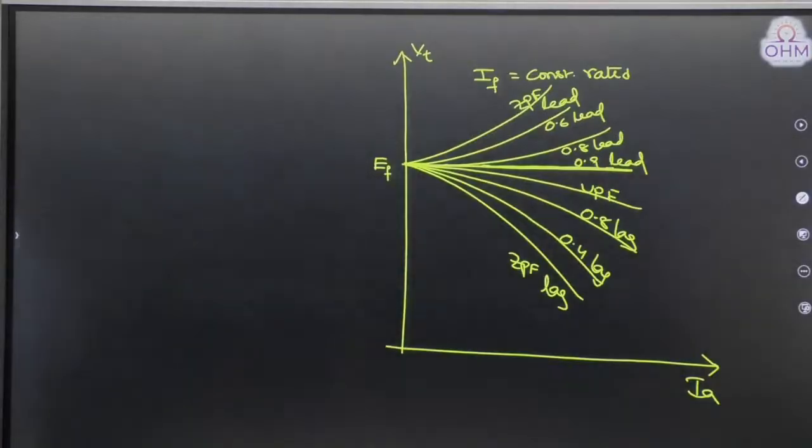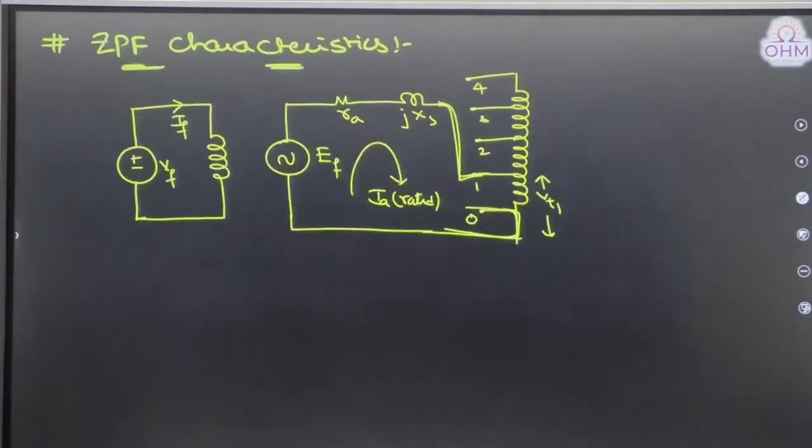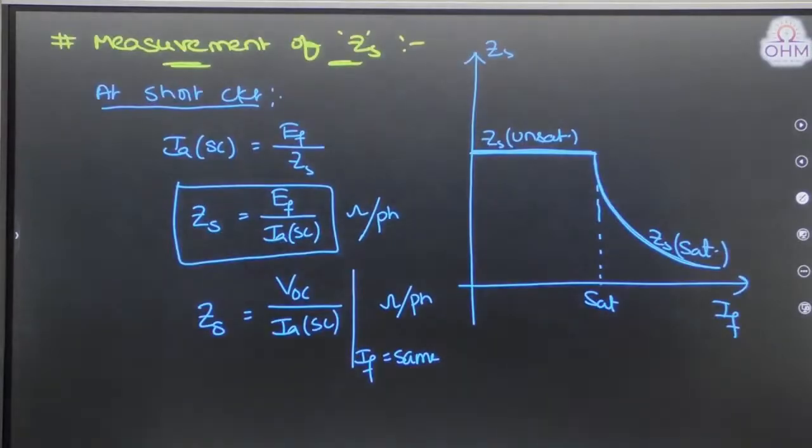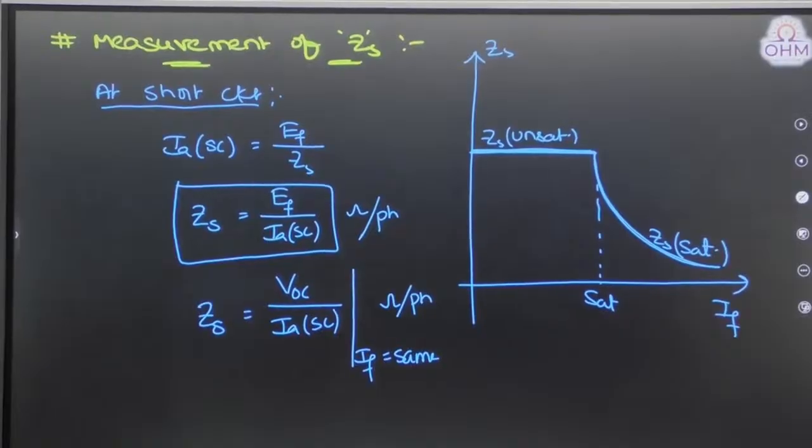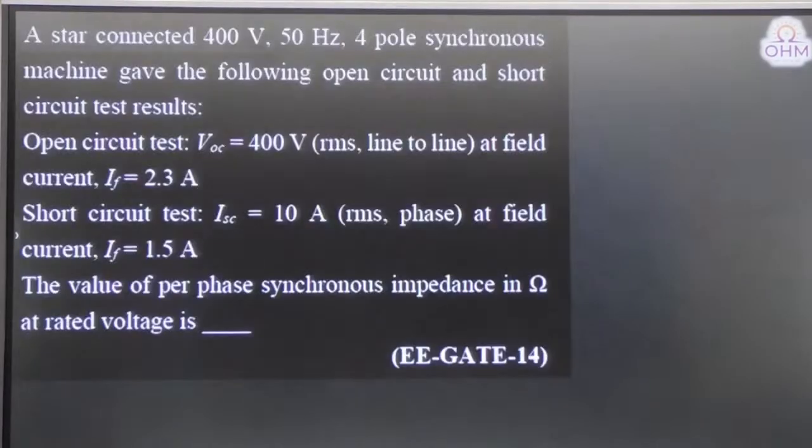So we have seen open circuit characteristics, short circuit characteristics, and using open circuit and short circuit characteristics, we understood how to calculate synchronous impedance, and then ZPF characteristics and external characteristics. These are sufficient to solve questions related to characteristics of a synchronous generator. Now let us try to answer a few questions. Let's see some questions.